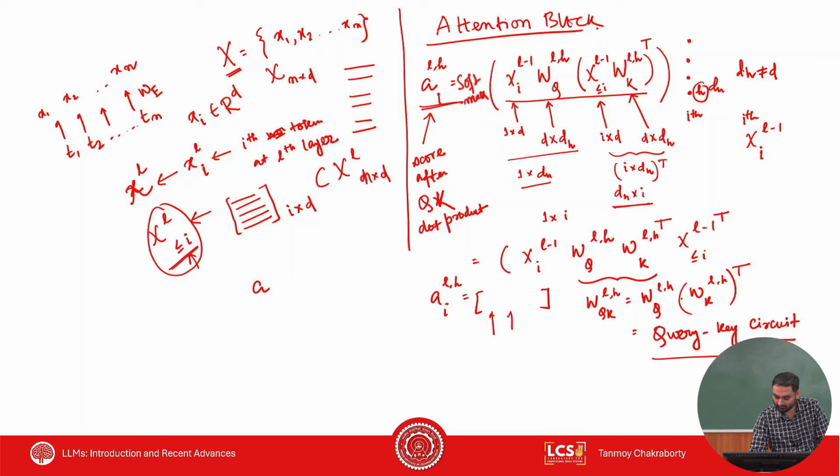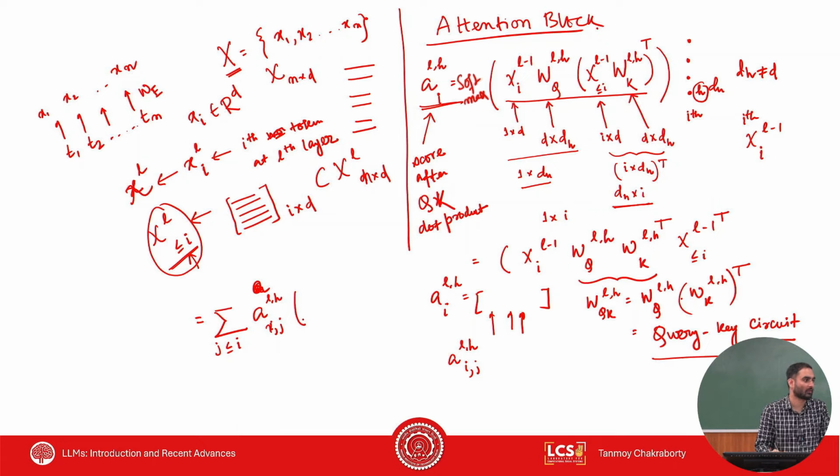So each of these elements can be denoted by i comma j, where j ranges from 1 to i. Okay, so to calculate the actual attention vector, let us write it this way: for j less than or equal to i, a i comma j, L H. This is the attention score, right?